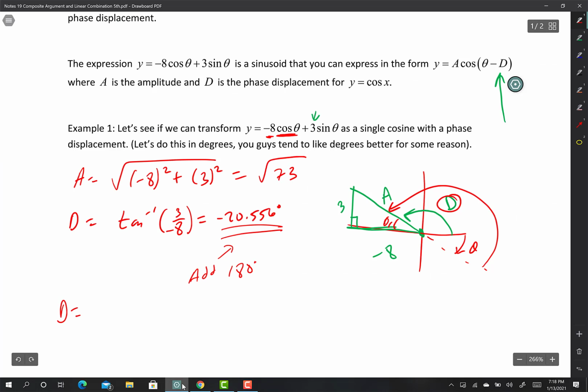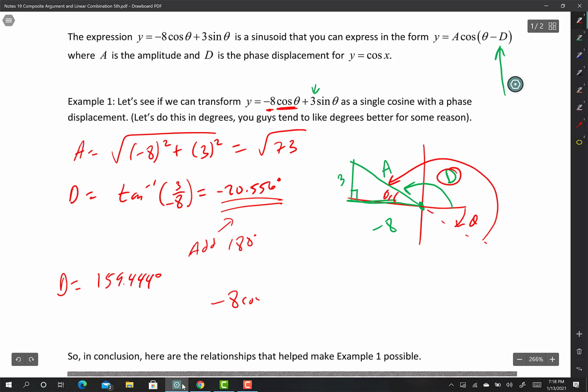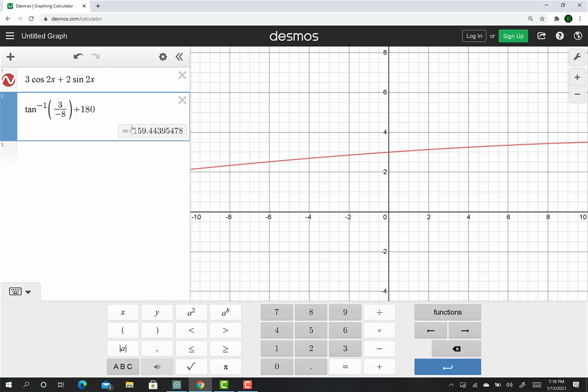So angle D is 159.444. So what we're saying here is that -8 cosine theta plus 3 sine theta is equivalent to the square root of 73 cosine of theta minus 159.444 degrees. And we're going to find out if that's true. -8 cosine plus 3 sine. So let's go and see what's up.